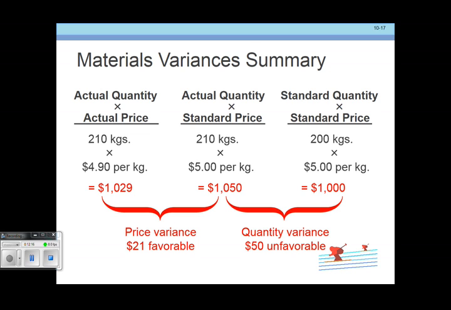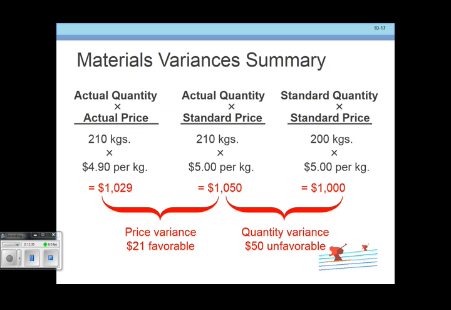Now the first thing to note is the difference between the column on the far left and the far right is $29. So the difference between the standard quantity, standard price of $1,000 and the actual quantity, actual price on the left-hand side of $1,029 tells me that my overall variance was $29.